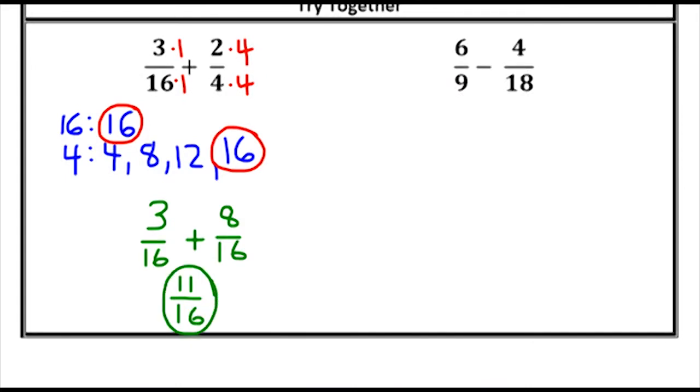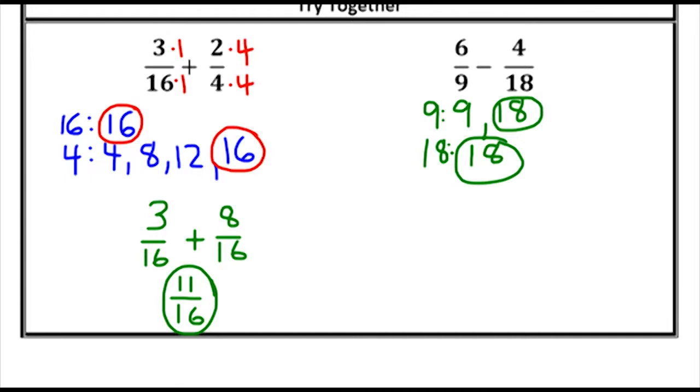9 and 18. I'm going to list out my multiples. Again, think skip counting. If you have a hard time with your multiples, just simply use a calculator. On a calculator, 9 times 1 is 9. 9 times 2 is 18. I already see my lowest common multiple, 18. I'm going to multiply my fraction that has a denominator of 9 by 1, 2. It's my second multiple in the list. And my denominator of 18 by 1. It's my first multiple in the list.